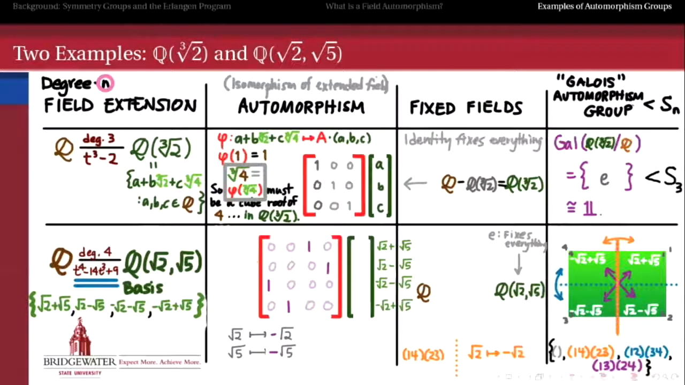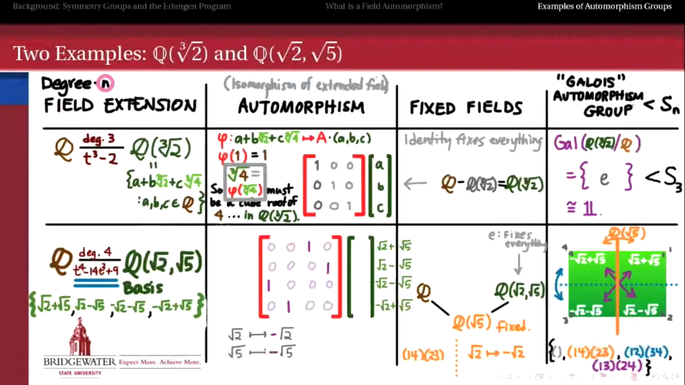1, 4, 2, 3. This was the reflection about the vertical axis, i.e. trading square root of 2 for minus the square root of 2. That's going to fix that axis of reflection. But that axis of reflection consists of all the numbers here that don't have a square root of 2 in them, that they're equidistant from positive square root of 2 and negative square root of 2, so they're at 0 square root of 2. So what is that field? It's exactly Q adjoin the square root of 5.